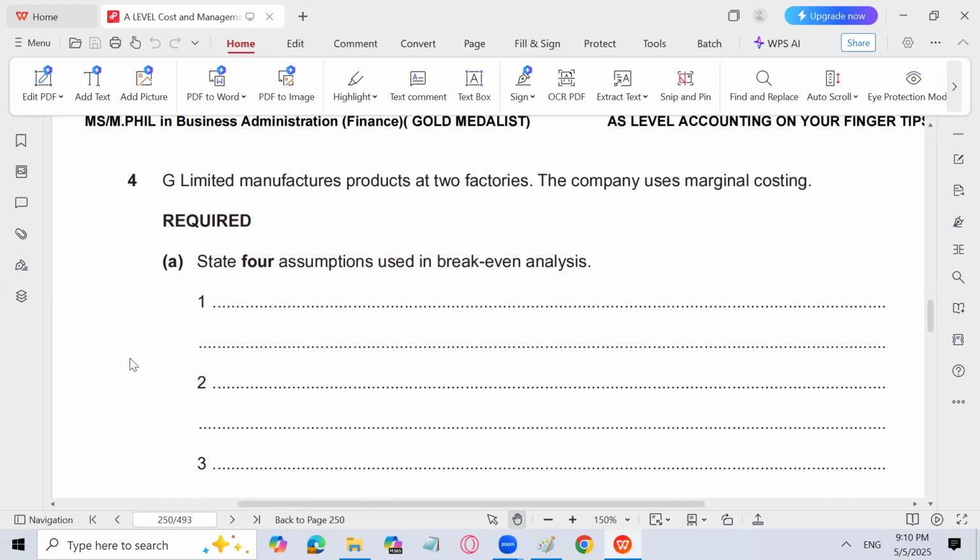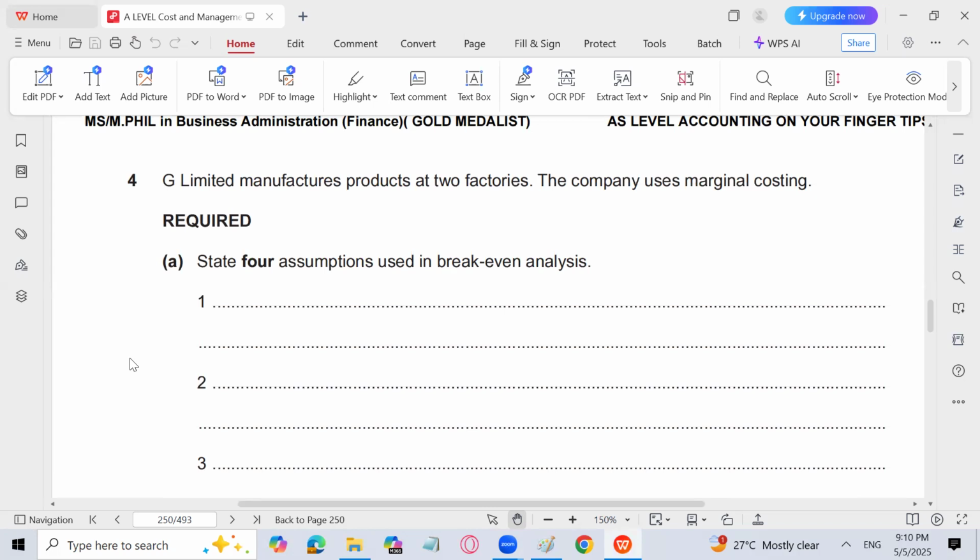So what are the assumptions in break-even analysis? Number one is that selling price per unit will not change. Selling price per unit in break-even analysis will remain the same. Then total fixed cost will not change with the change in output. Then variable cost per unit remains the same. Variable cost per unit does not change with the change in output or production. It does not change with the change in the volume of production. Per unit variable cost will remain the same.